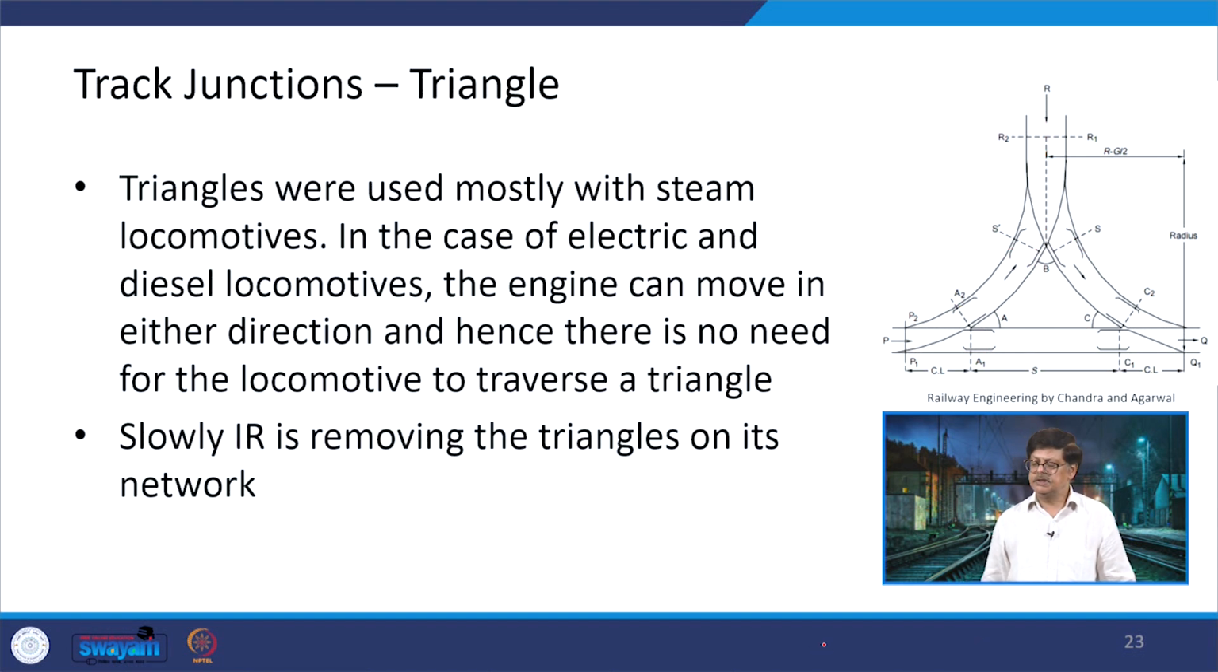Now, triangles were initially used because we had steam locomotives, and steam locomotives did not have the flexibility of moving in both directions, wherein the pilot or the driver can easily see what is happening ahead. Whereas in the case of electric or diesel locomotives, that flexibility has been given and they can move in any direction, and there is a loco pilot sitting area and the control area being provided on either side of the locomotive. So, in those cases, the triangle is not required because it can move in any direction.